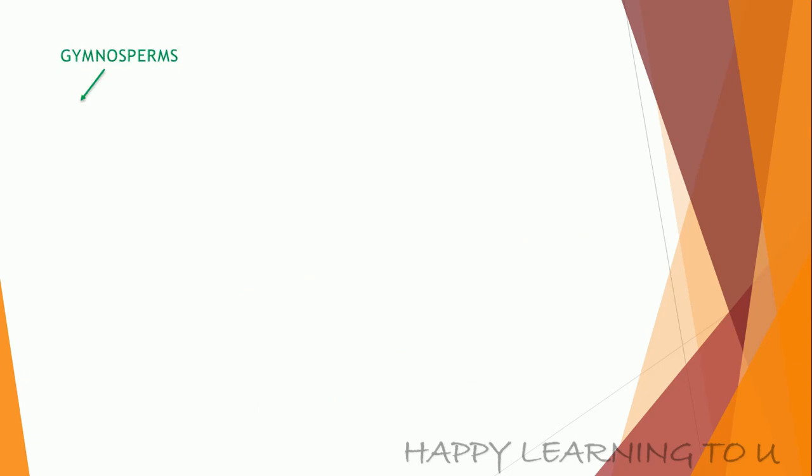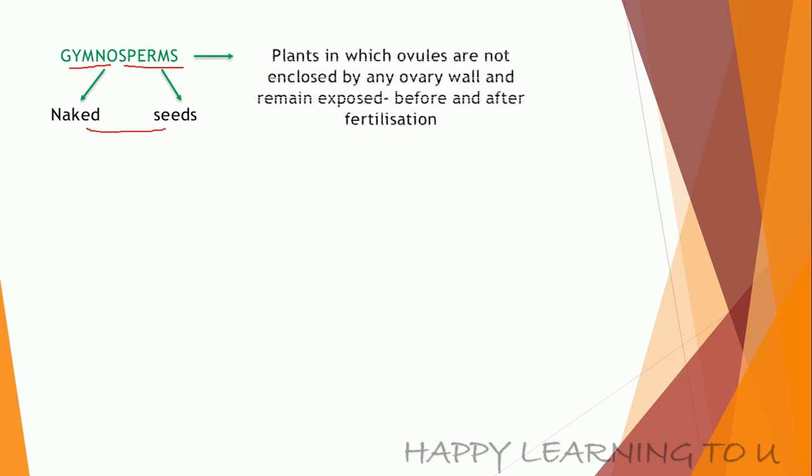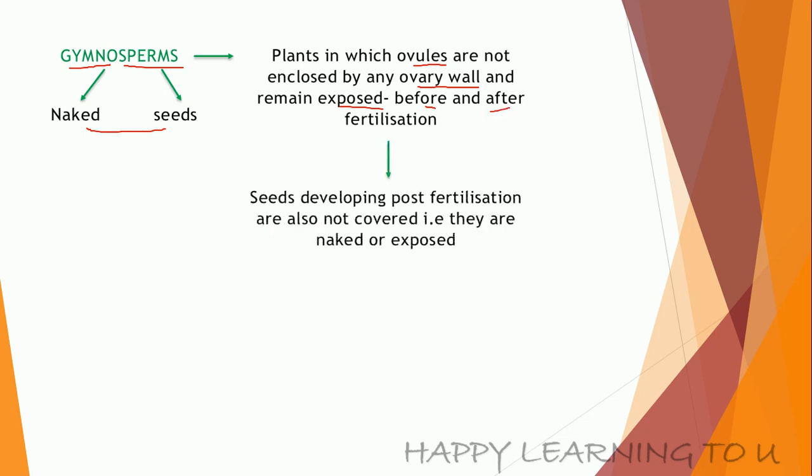The word gymno here means naked and sperma means seeds. So basically gymnosperms have naked seeds. These are the plants in which the ovules are not enclosed by any ovary wall and remain exposed both before and after fertilization. The seeds which develop post fertilization are also not covered, that is, they are exposed or naked. These are basically non-flowering seed plants. Gymnosperms don't bear any flowers.